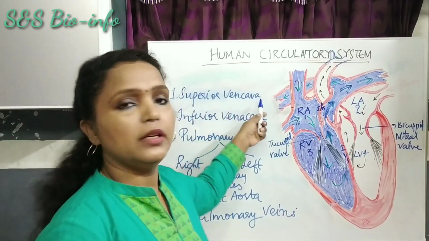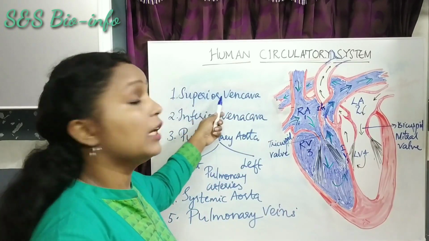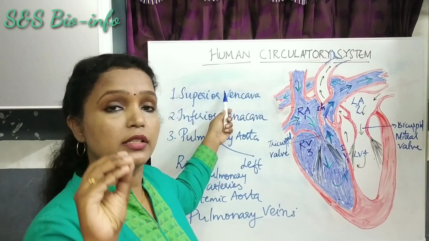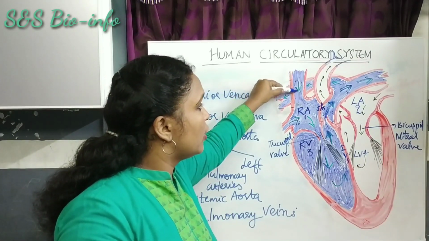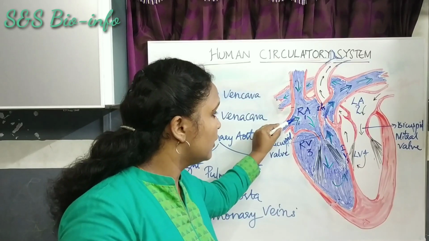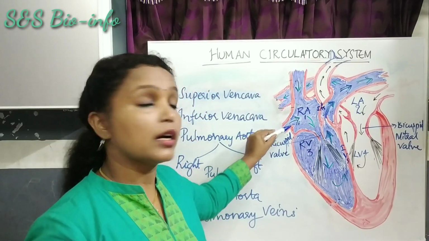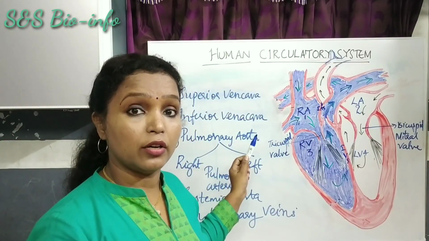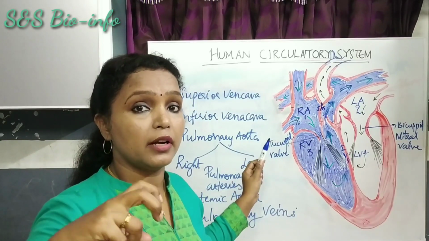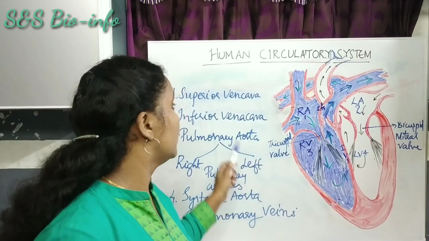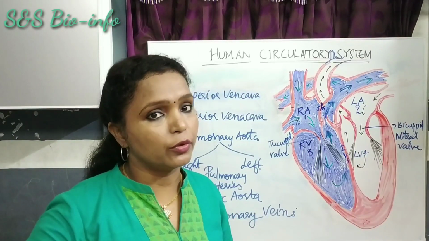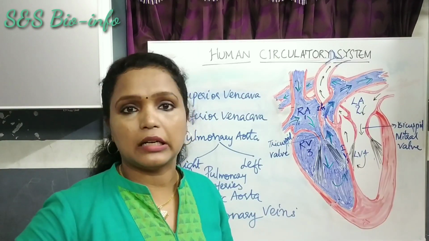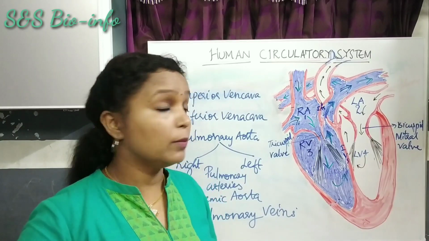The first one, superior vena cava. Vena cava are the largest veins in the human body. Here you can see the down arrow, superior vena cava, and the inferior vena cava. These two vena cavas collect the impure blood, or the carbon dioxide rich blood, from the different parts of the body. Superior vena cava collects the impure blood from the upper part of the body, while the inferior vena cava collects the impure blood from the lower part of the body.